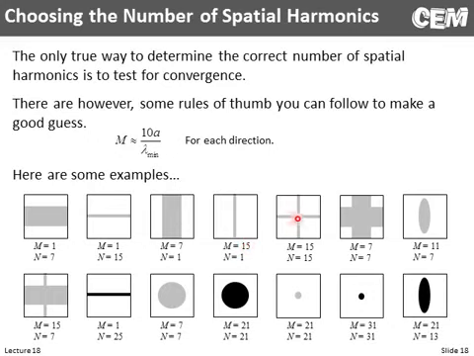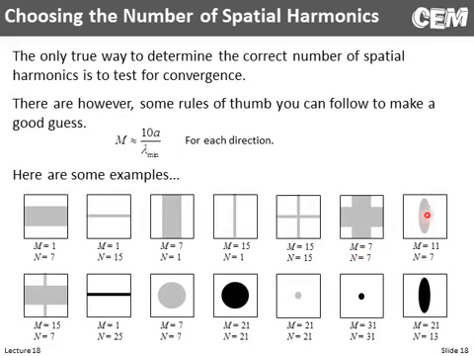Well, what if we have these thin little bars in both directions? Well, we probably need, let's say, 15 harmonics in both directions. Wide bars in both directions, we could probably get away with fewer spatial harmonics. So I might start with 7 by 7.